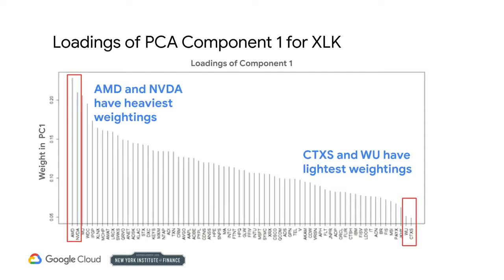Let's examine what makes a loadings plot. You see each technology company along the x-axis. You see each company's weight along the y-axis. The companies have been ordered so that the largest weights appear first. Notice that all weights have the same sign. This will be true for component 1. This is a weighted average. Some companies are weighted more heavily, AMD and NVIDIA, and some are much less weighted, CTXS.